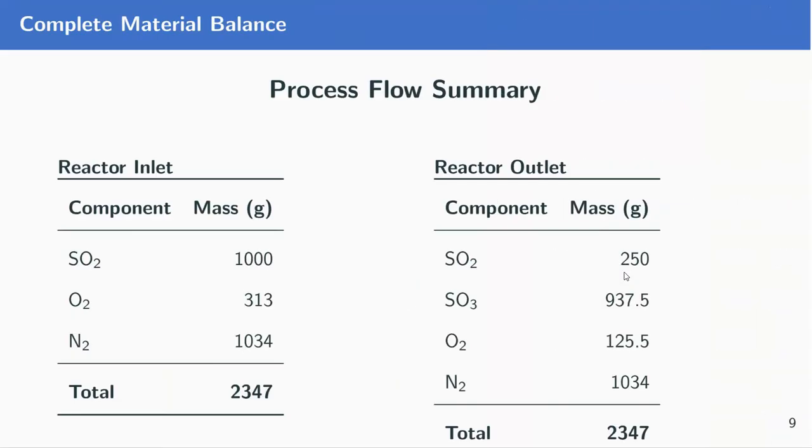And here is the process flow summary. Reactor inlet, component mass: SO2 is 1000 gram, oxygen is 313 gram, nitrogen is 1034 gram, total 2347 gram. And reactor outlet: SO2 is 250 grams, SO3 is 937.5 grams, oxygen is 125.5 grams, and nitrogen 1034 grams. So total will be 2347 gram. So here inlet mass is equal to outlet mass.